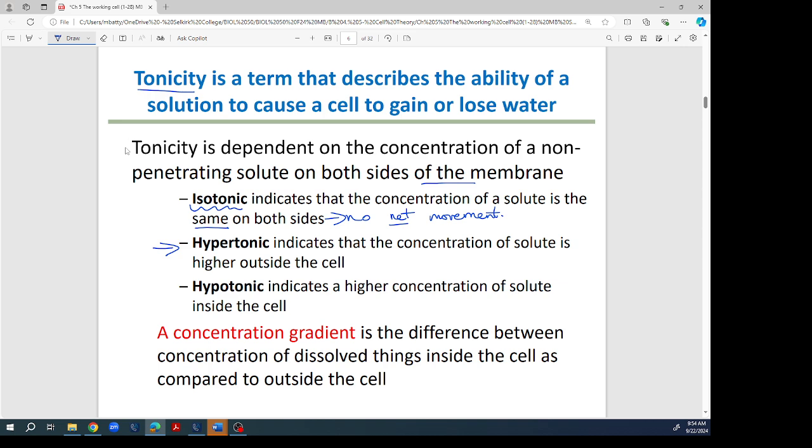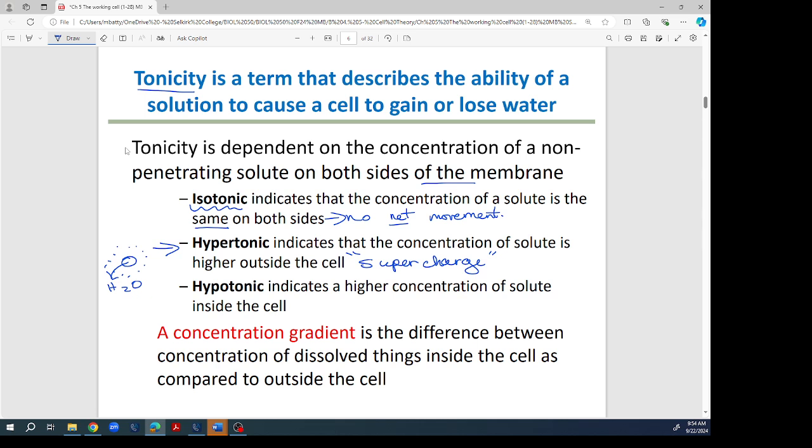The second one would be a hypertonic concentration. A hypertonic situation could be a lot of salt outside the cell. And so, like I said, salt is going to move in, but the key thing with tonicity is that water is going to move out.